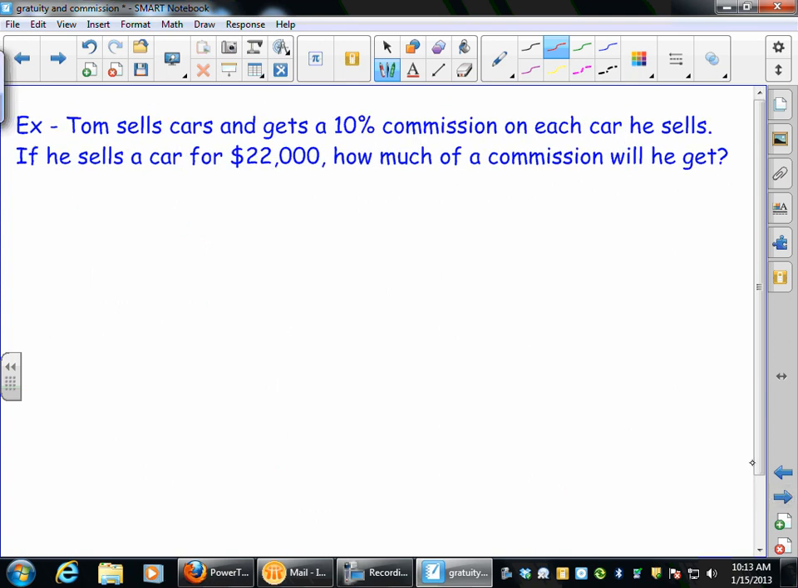Commission, very similar. All right, Tom sells cars, gets a 10% commission on each car he sells. If he sells a car for $22,000, how much of a commission will he get? Well, that means I'm trying to find 10% of $22,000. Okay? Of means to multiply. That hasn't changed. So 10% times 22,000.